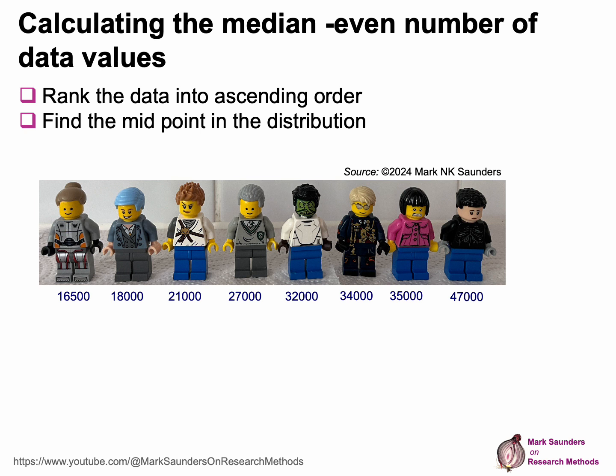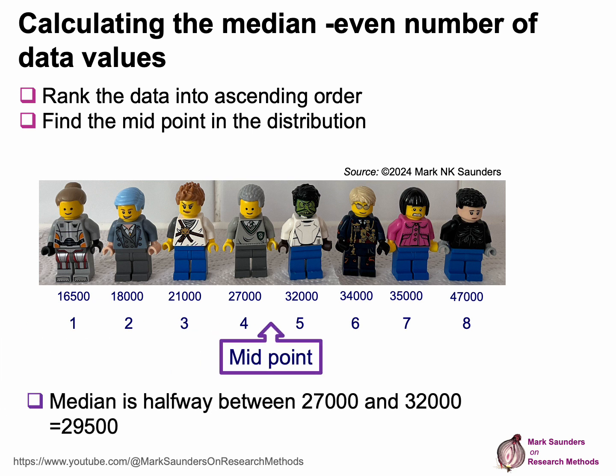And here we can see we have 8 people and we're working out the median here. As before, we rank them into ascending order, and then we need to find the midpoint. So we put the numbers for the ranking, and then the midpoint this time for the median is halfway between points 4 and 5, which means our median is halfway between 27,000 and 32,000. In other words, 29,500.